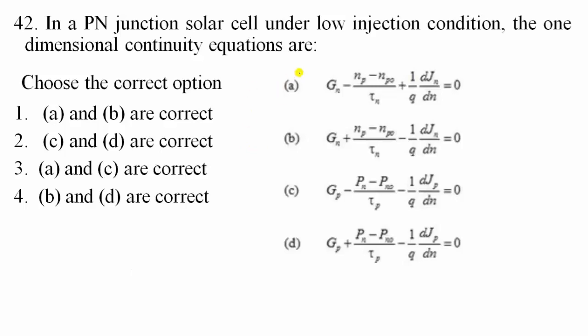42nd question, in a PN junction solar cell under low level injection, the one dimensional continuity equation is given by, we know that it is given by this option, that is Gn minus (Np minus Np naught) divided by tau n, which is the carrier lifetime, plus 1 divided by Q into dou Jn divided by dou x, which is equal to 0. Also it is given by this formula. Instead of writing Np minus Np naught, here I have written Pn minus Pn naught and the sign is getting changed. So the corresponding option that is going to follow is option 3 is correct.